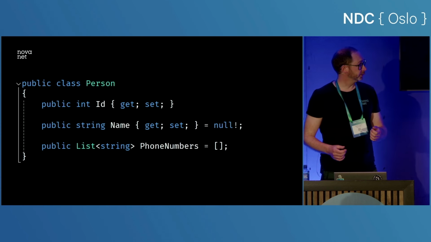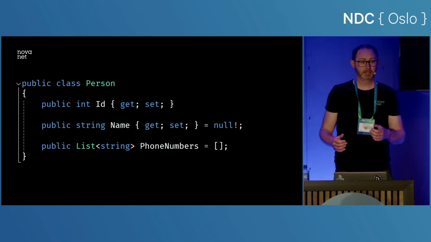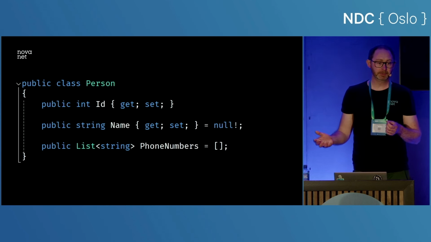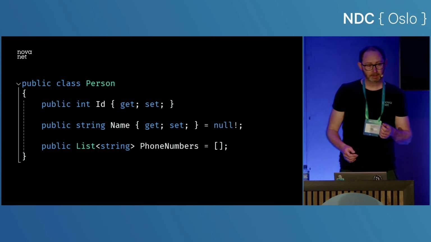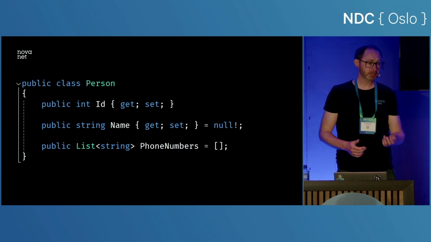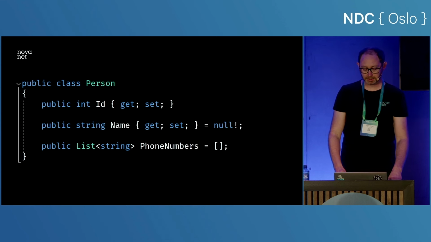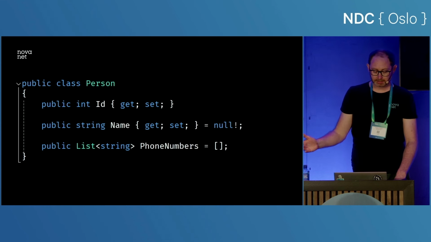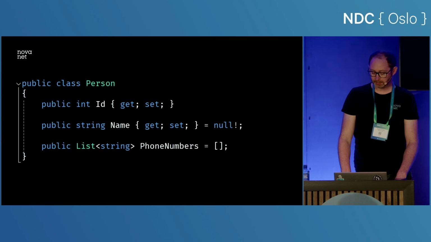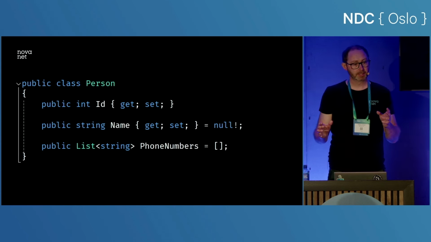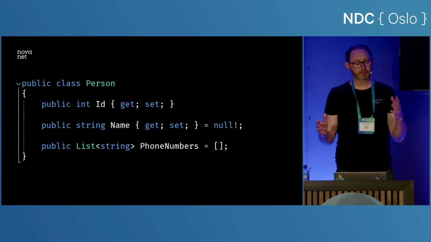Well, the traditional approach would be to create a new table and have a foreign key to the person table, and then add an entry for each phone number. But that might seem a bit too much, especially if you have other stuff like email addresses, and then it gets to be even more tables. So a more pragmatic approach would be to take this list of strings and create a custom converter and convert it to one string, for instance, a comma-separated string, or just serialize it to JSON.